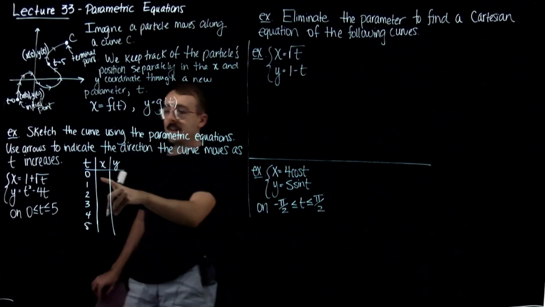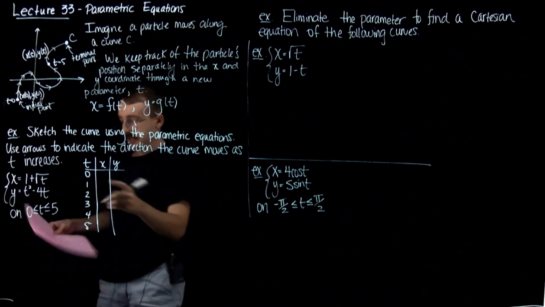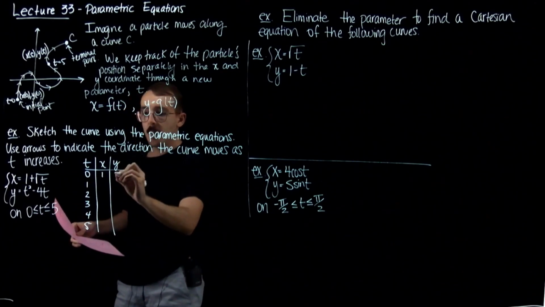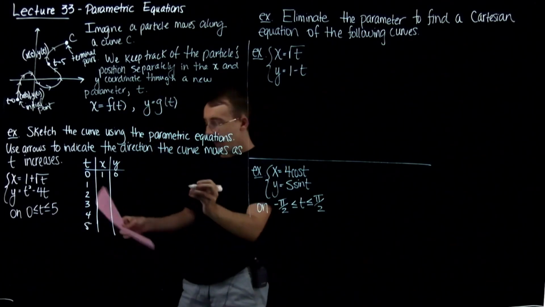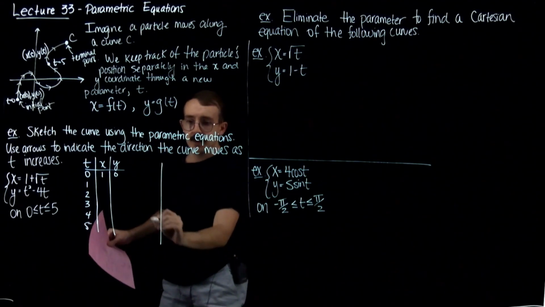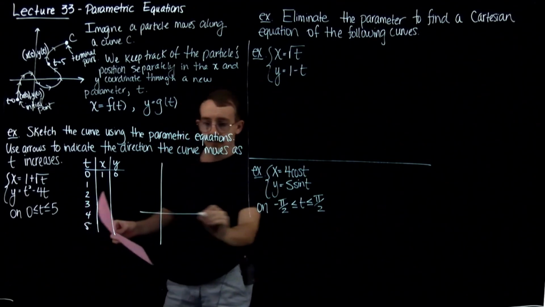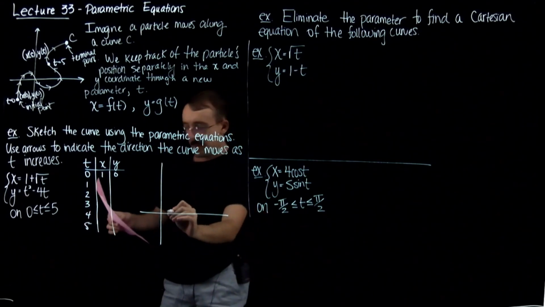So if you plug in t equals 0 into each of these equations, you're going to get 1 and 0. So what that translates to, if I draw a graph over here now, is, let me label some of these.